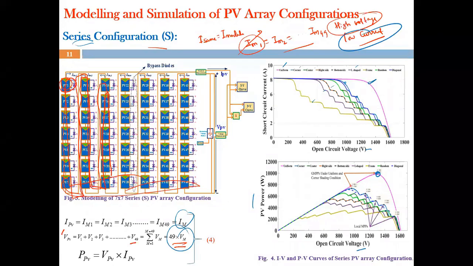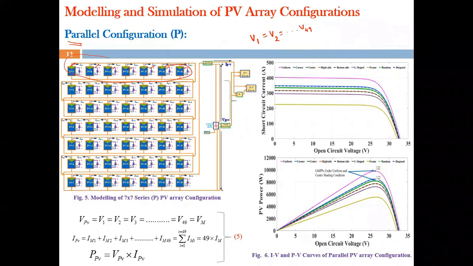Whereas in the series circuit currents are equal and voltages are summed, in a parallel circuit the voltages are the same and the currents are summed. So this parallel configuration is for low voltage and high current applications. Is it clear? Low voltage and high current applications.